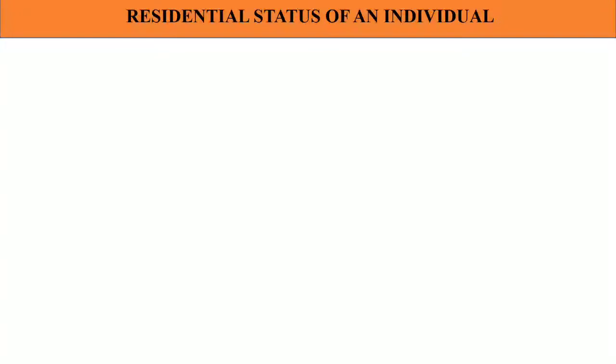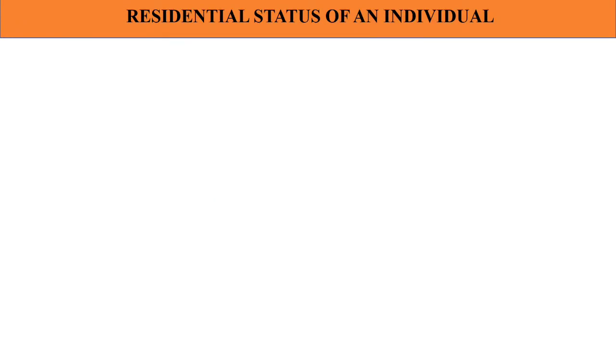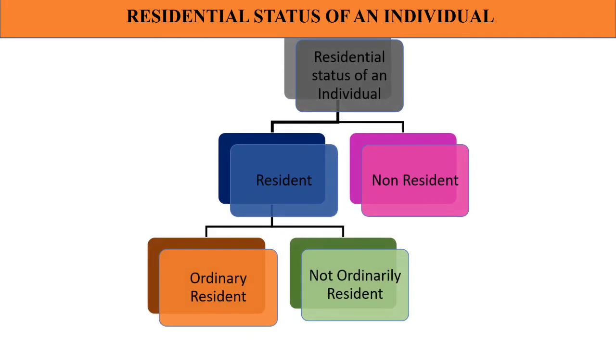Individuals can claim 2 positions. One is resident and the other one is non-resident. When he satisfies either of the 2 conditions for being a resident, he has yet another option to claim either ordinary resident or resident but not ordinarily resident.